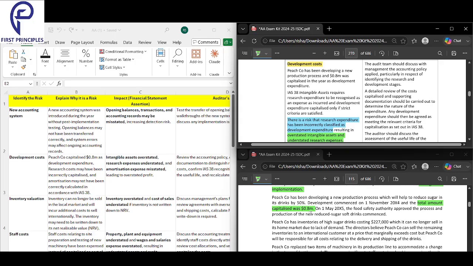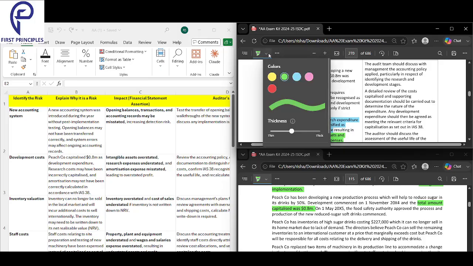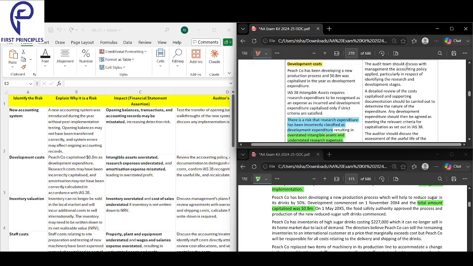So what you should do, first of all, is discuss with the management. Why have you capitalized everything? Did you not have any research cost? How did you split research cost and development cost? How did you do the treatment? How did you identify? First, you will discuss with management.